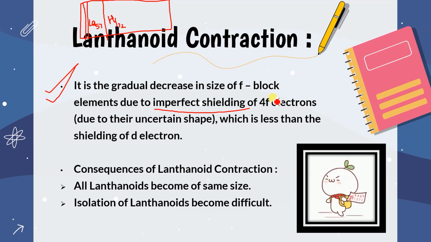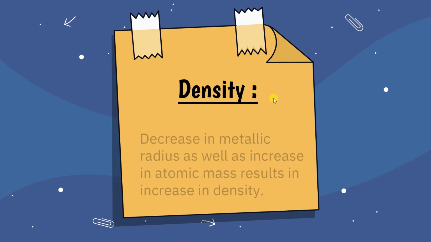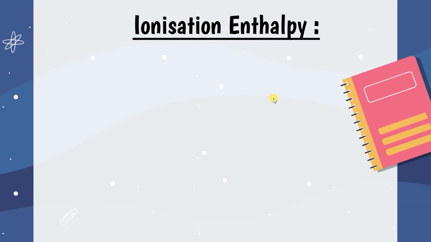So what will happen? What will be the consequences? Their isolation is going to be difficult. The isolation will be very difficult for the lanthanoids. Okay. So now the next property, that is density. Decrease in metallic radius as well as increase in atomic mass results in increase in density. Metallic radius will be smaller but atomic mass will increase, so it will result in the increase of density.